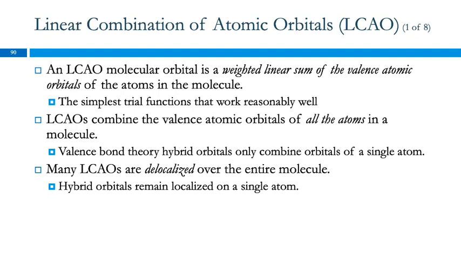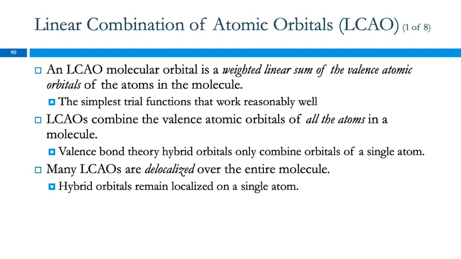LCAO stands for linear combination of atomic orbitals. This is a weighted linear sum of the valence atomic orbitals of the atoms in the molecule. It is the simplest trial function for the Schrödinger equation that works fairly well, and it's the easiest to understand. Basically, it's combining orbitals, right? So we combine the valence atomic orbitals of all the atoms in the molecule.